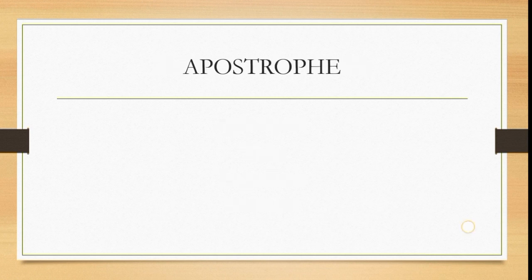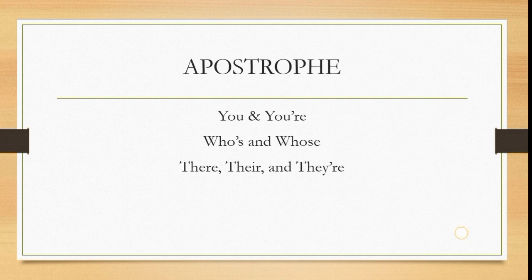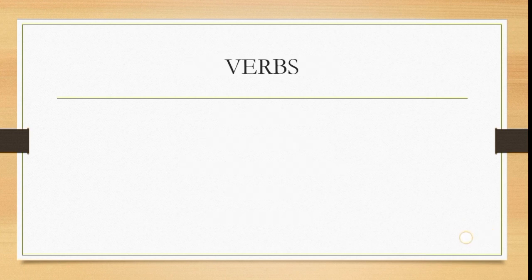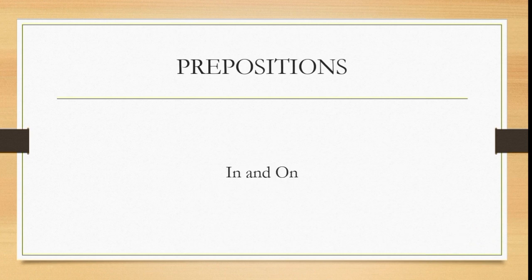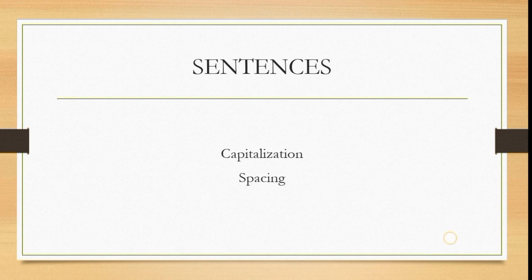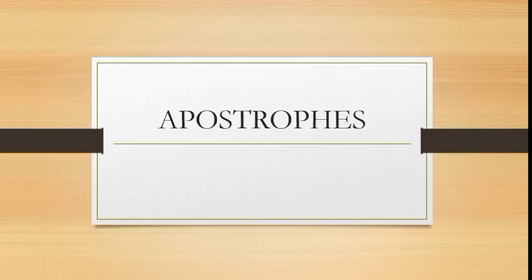In the category of apostrophes, we have mistakes in using the words your and you're. Sorry for the typo. Whose and who's. There, their, and they're. It's and its. And girls and girl's. In verbs, we have mistakes in using the words is and are, has and have. In the prepositions, we have a mistake in using in and on. And in sentences, mistakes in capitalization, spacing, and punctuation.